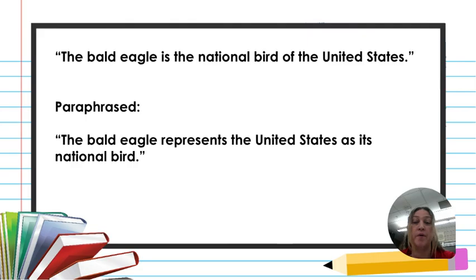So I'm going to model how to paraphrase. Listen to this sentence. The bald eagle is the national bird of the United States. You can see that phrase is in quotations. So that means that I used that from a reliable source, and I would use citations with that. Paraphrase, I could say, the bald eagle represents the United States as a national bird. Now I thought about what it means, and I rewrote it in my own words. The bald eagle represents the United States as the national bird. Notice how the meaning stayed the same, but the words changed.